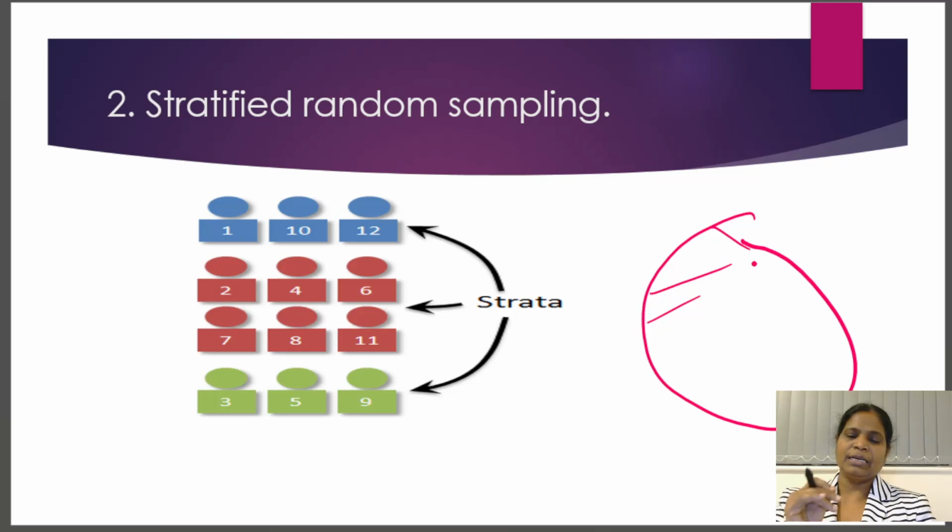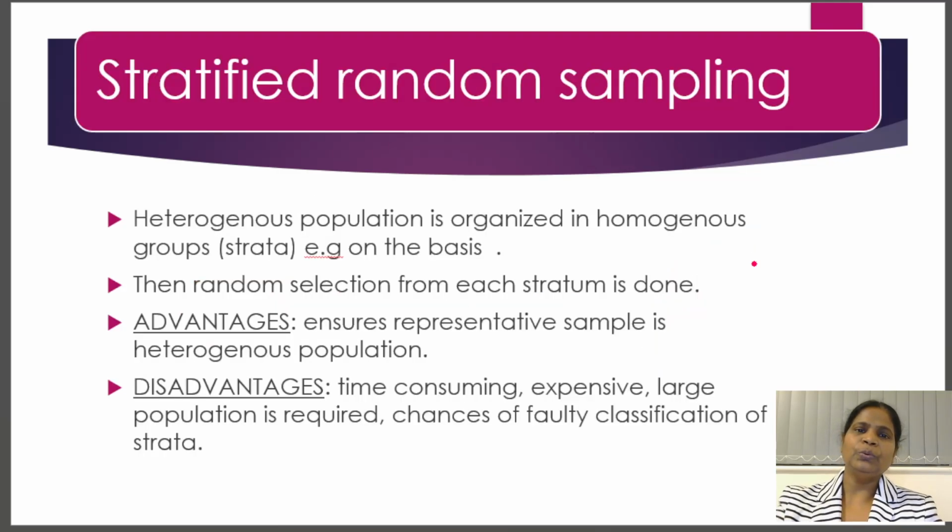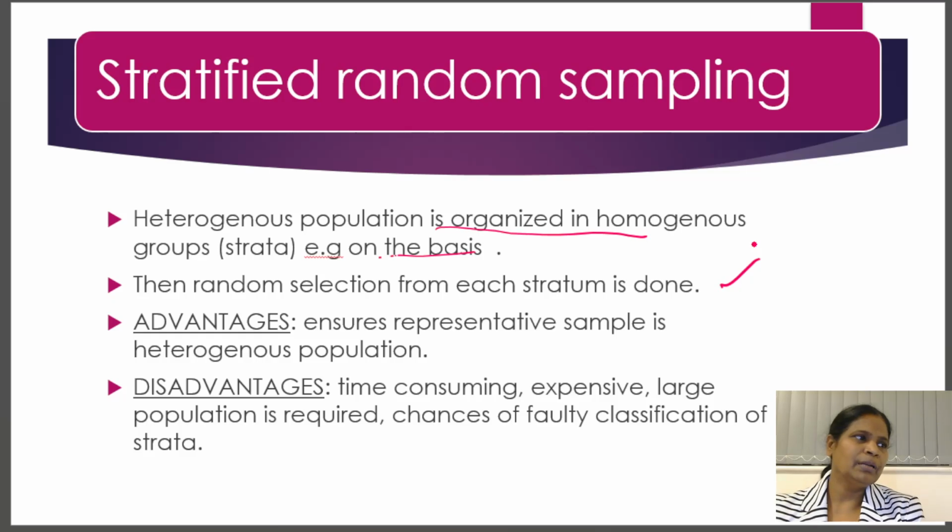In the same way, strata means you can divide according to gender, age, occupational status, educational status. So you need to take from that. Here it is defined as a heterogeneous population organized into homogeneous groups on the basis of a characteristic. Then random selection from each stratum is done. Okay, I will tell you another example.